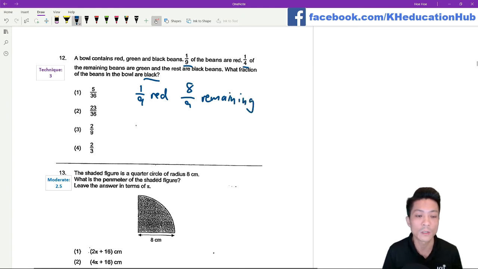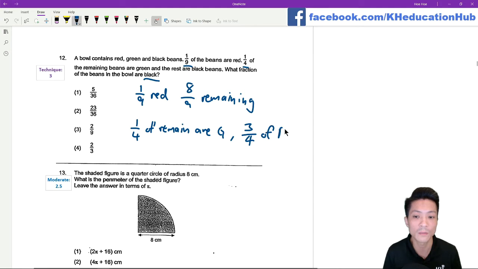If 1/4 of the remaining are green, it means that 3/4 of the remaining is black. I want to find what is 3/4 of the remaining. I'm gonna reduce, divided by 3, divided by 3, divided by 4, divided by 4, which will give me 2/3. Answer is number 4.